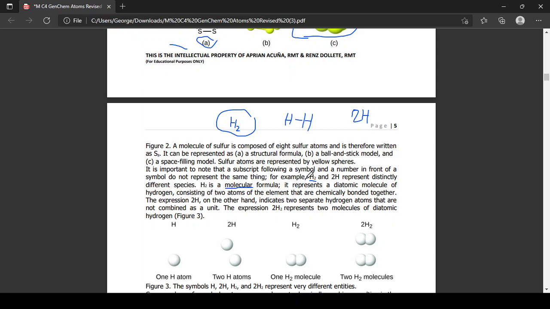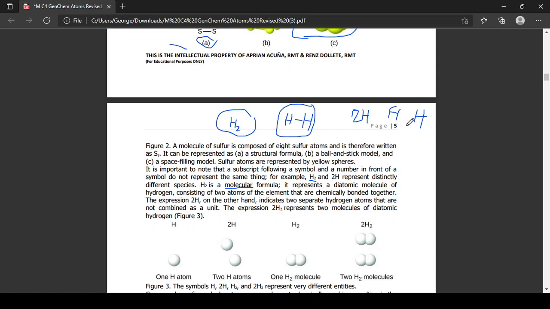On the other, it indicates 2 hydrogen atoms that are not combined as a unit, meaning wala sila gatapikanay unlike our molecular formula natin dire kagina. Diba gatapikanay, they are bonded. 2H is not connected because they are separated hydrogen atoms that are not combined as a unit. The expression 2H represents 2 molecules of just your hydrogen atoms. So, duwa lang gid ni sila ka H.